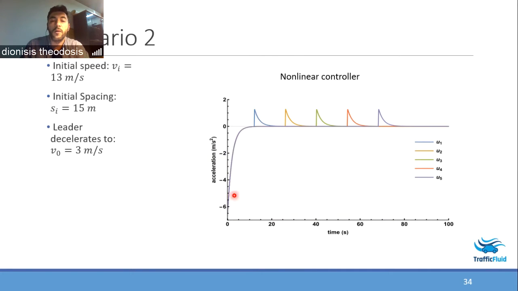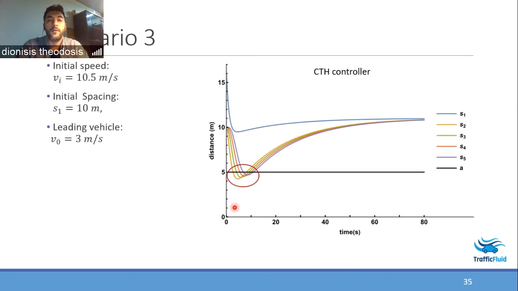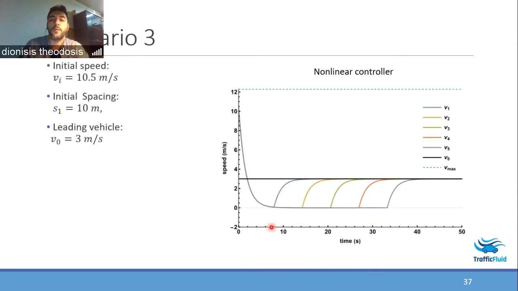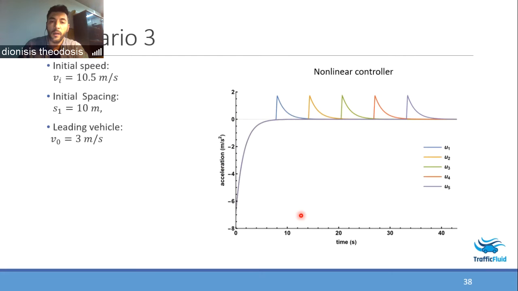Of course, here we use the maximum deceleration rate for the platoon in order to avoid collisions, as we are in an emergency situation. And finally, we had a scenario where we had collisions when we used the constant time headway controller. In this case, we see that with the nonlinear controller, the distances of the vehicles never reach the minimum distance, which is selected here to be the length of the vehicle, equal to 5 meters. Here are also the speeds of the vehicles. They do not go below zero. And of course, here are the accelerations of the vehicles.